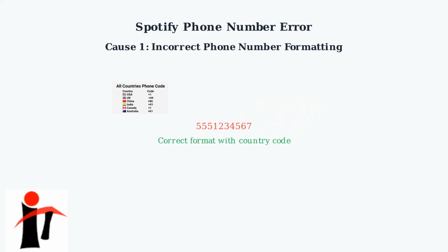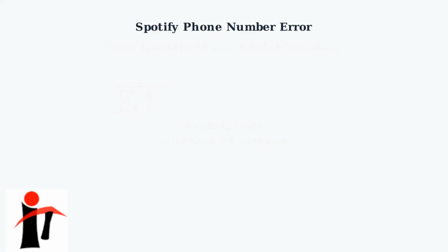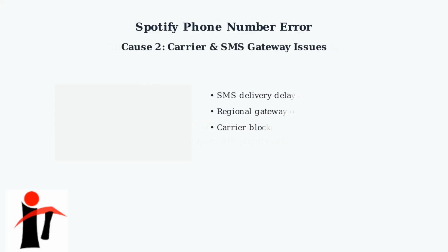The correct format includes the country code with a plus sign, followed by the area code and phone number with proper spacing. This ensures the SMS verification system can properly route your verification code. The second major cause involves carrier compatibility issues and SMS delivery problems. Carrier compatibility problems can prevent SMS verification codes from reaching your phone. This includes SMS delivery delays, regional gateway outages, and some carriers blocking automated SMS messages from certain services.